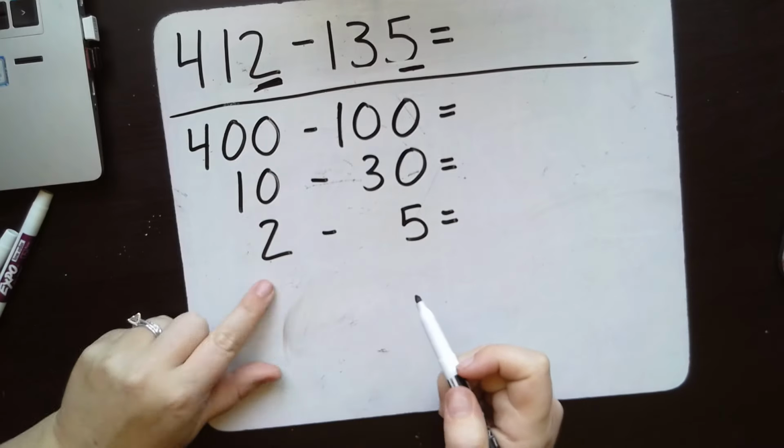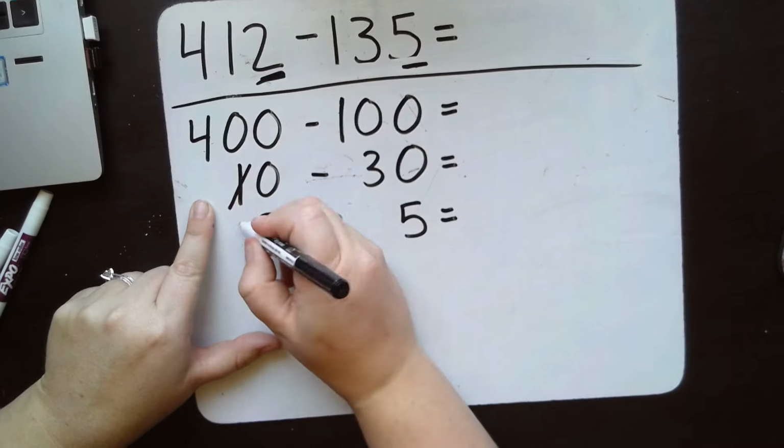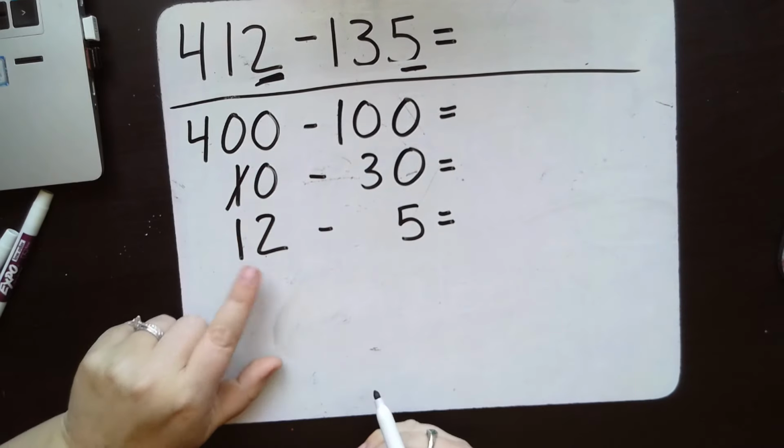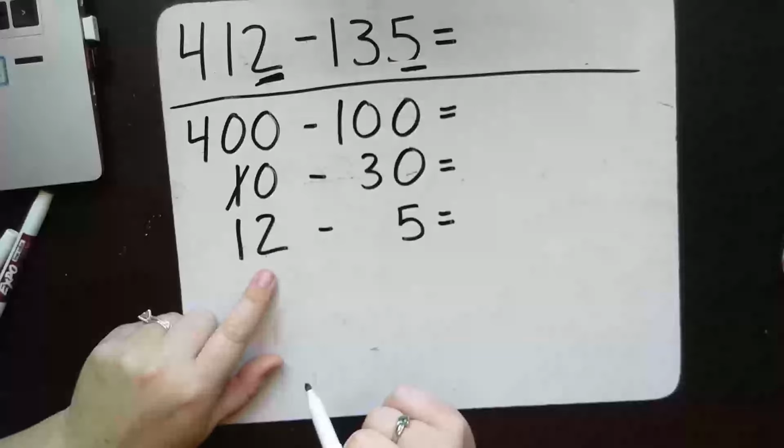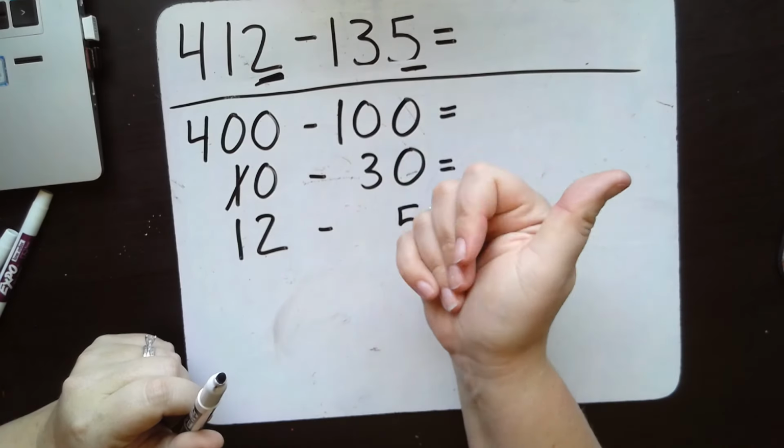This 10 is going to now take this 10 and it's going to come down here. Now we have 12 cookies. 12 cookies minus 5 cookies. I like to count up. 5, 6, 7, 8, 9, 10, 11, 12. That would be 7 ones. So I'm going to put it over here.